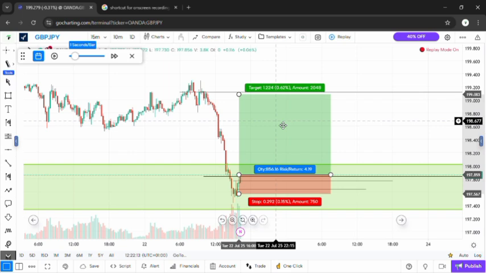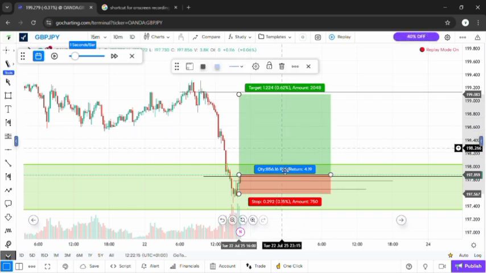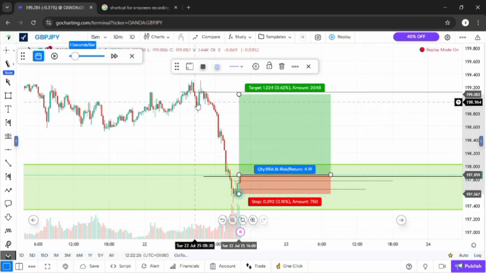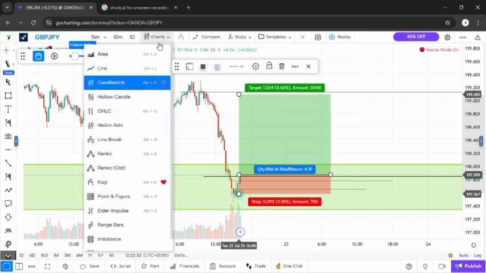Then my stop loss should be below this point here. This is where I placed my stop loss. Now, one extra thing I did was I had to convert my chart pattern to the line type so that I can be able to see my fresh and unfresh level.